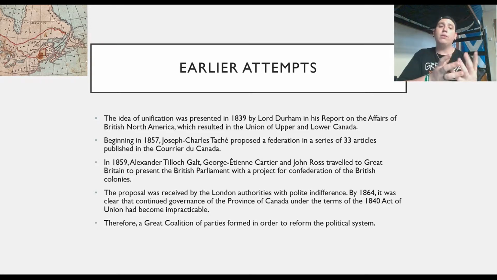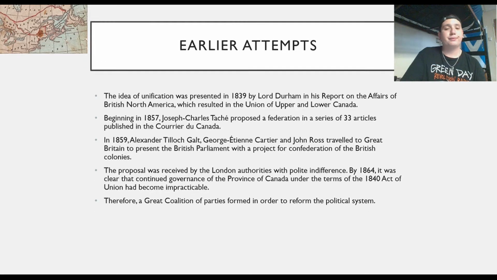By 1864, it was clear that the continued governance of the Province of Canada under the terms of the 1840 Act of Union had become impracticable. Therefore, a great coalition of parties formed in order to reform the political system and Canada itself.